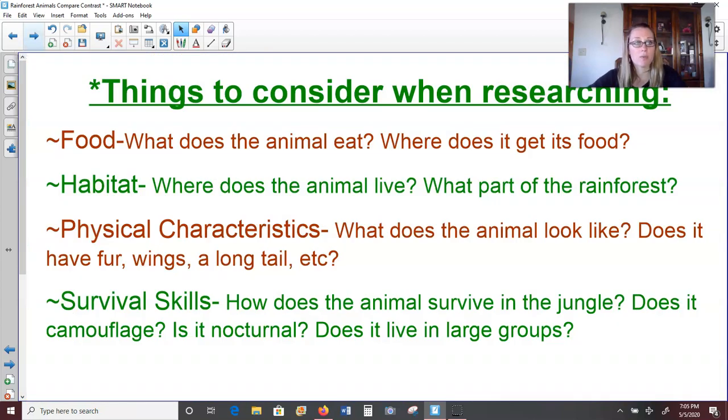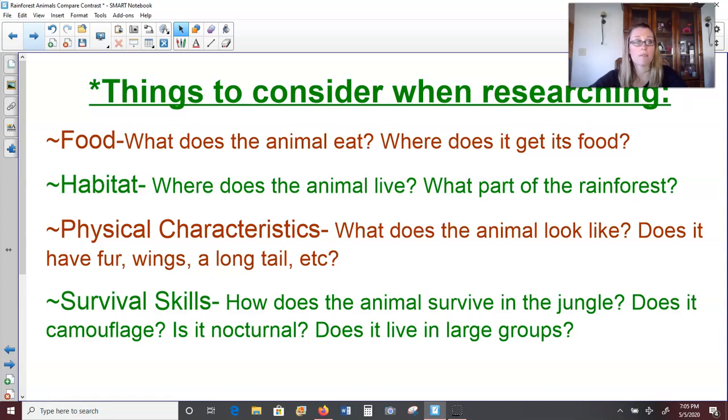Things to consider when researching. So this is just some things to keep in mind and maybe to help you narrow down what kind of facts you should be looking for. And as you are researching, I suggest to write your facts down on a piece of notebook paper or in a writing notebook if you've started one, or even typing some things out on the computer just to help keep things organized and so you can remember the facts that you found.